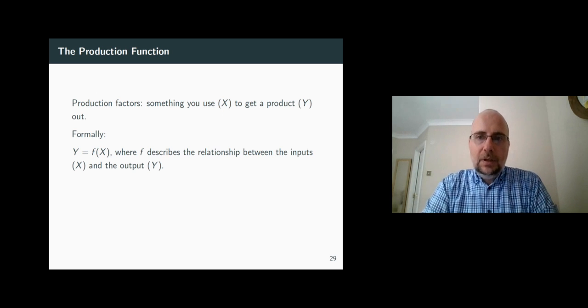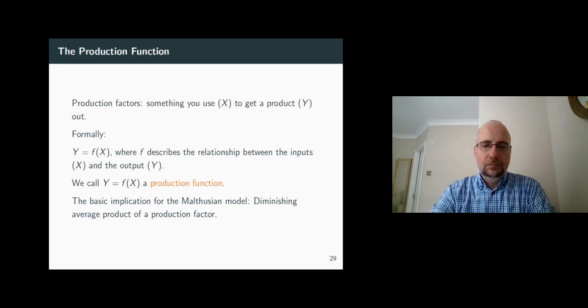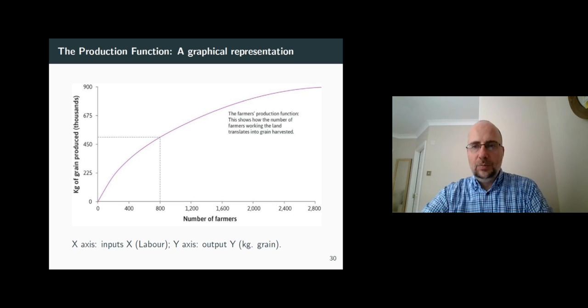More formally, it is the mathematical representation of how X, the inputs, relate to Y, the output. How do we present the production function graphically? So here's a figure relating the number of workers to how much they can produce. Every one of the points on the curve represents the relationship between the quantity of inputs, in this case labor, and the quantity of output, in this case tons of grain.